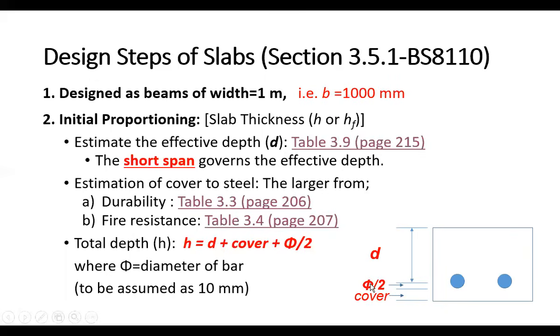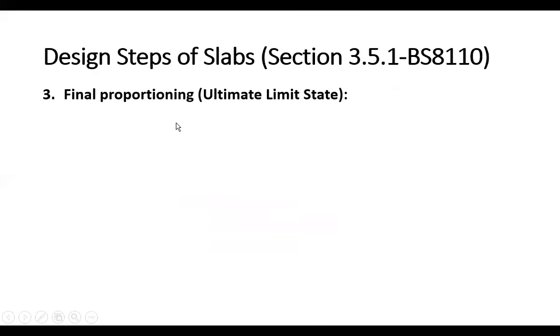And for phi, we can assume phi as 10 millimeter for our calculation, and you don't need to recalculate this one. If you design and you find a phi which is like 12 or 16 millimeter, no need to go and repeat this. So this is how to get the H, and by getting the H or the total height, we finish the first part about initial proportioning.